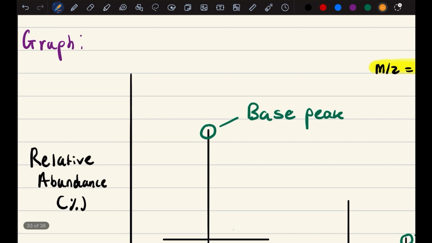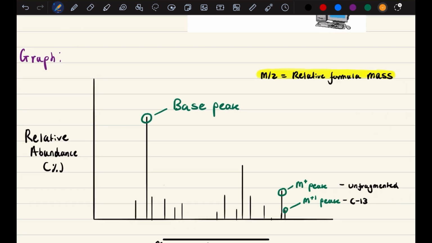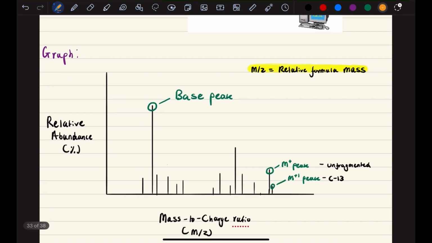Cool. Now, really what we want to focus on in this lesson is analyzing these graphs. So these graphs are crucial, really important in terms of this topic. Now, on the y-axis, relative abundance, and if we look to the x-axis, we've got mass to charge ratio. Remember those axes, really important. And your mass to charge ratio is just equal to the relative formula mass or the relative isotopic mass.